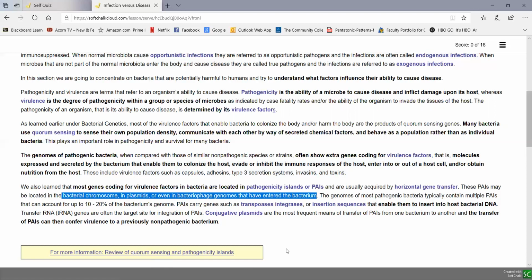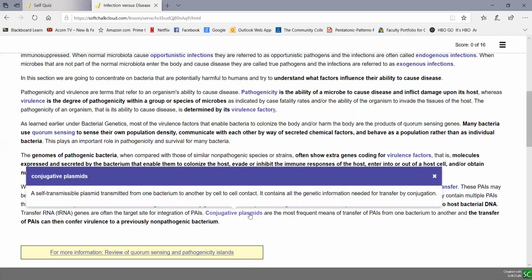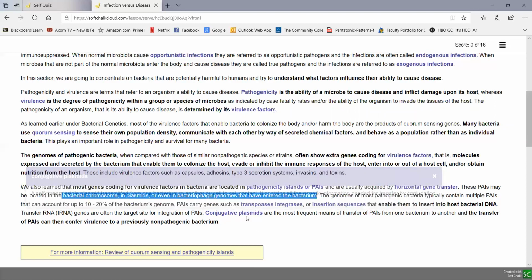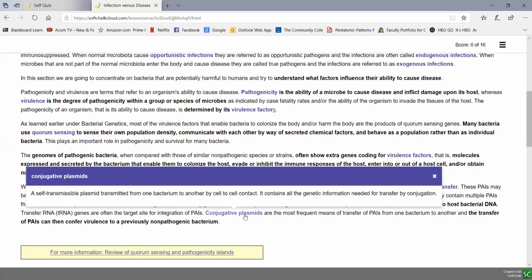And the most common way in which these pathogenicity islands are transmitted from one bacterium to another are by conjugative plasmids. The self-transmissible plasmids we learned about under horizontal gene transfer that directly transfer plasmids from one bacterium to another by cell-to-cell contact.